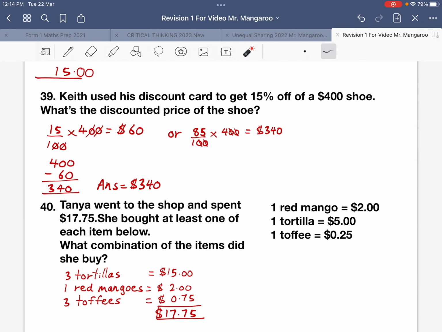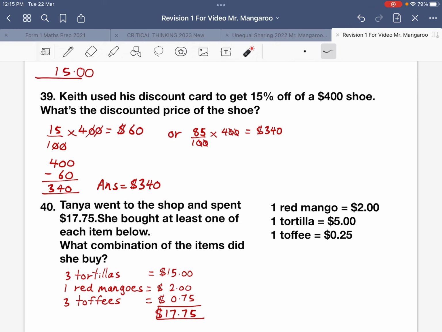Number 39, we have a discount of 15%. So we can find 15% of 400, which is 60. We subtract the discount to find the discounted price or the sale price, and that will give us $340.